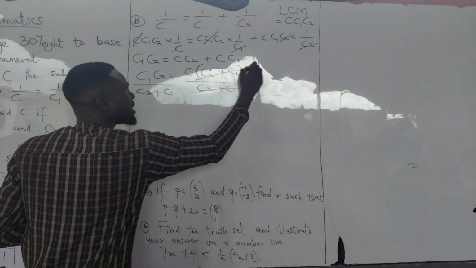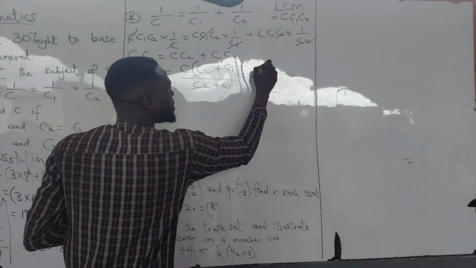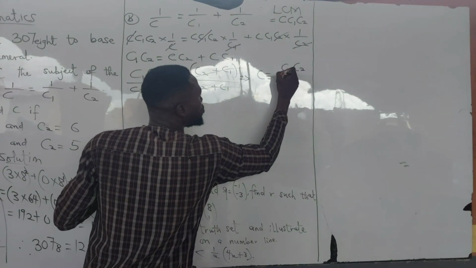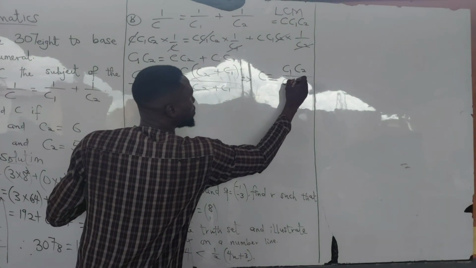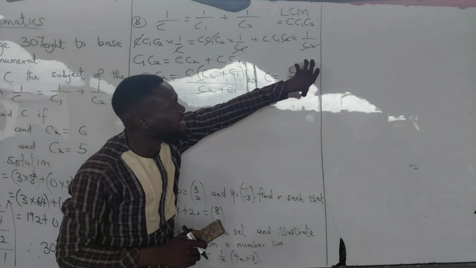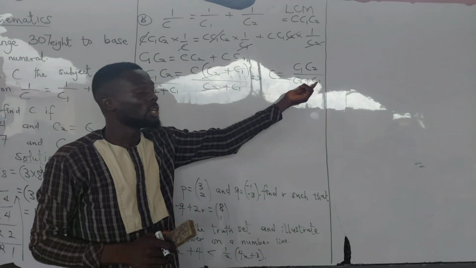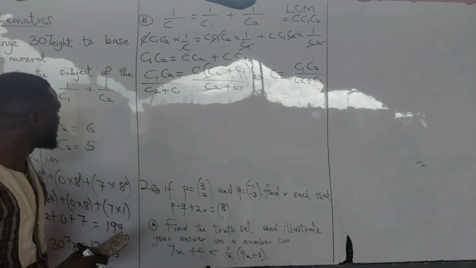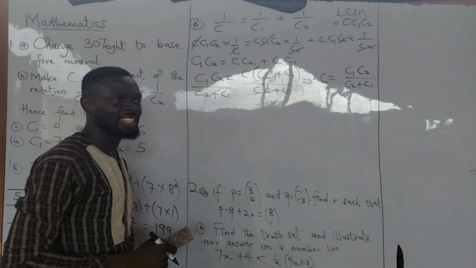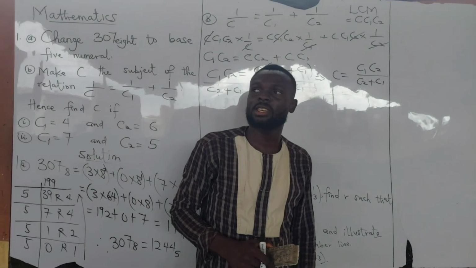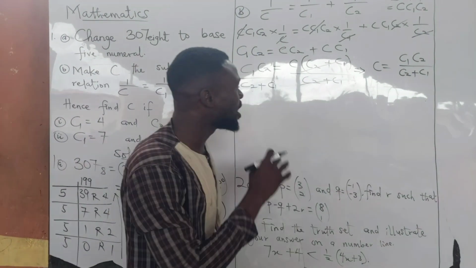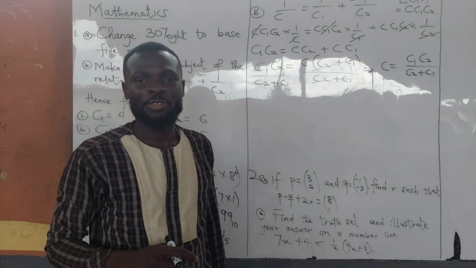So this will cancel out this. Now we are having C is equal to C1, C2 over C2 plus C1. So this is the C, making the C the subject. So now that you make C the subject, the question says, hence find C. Hence find C. Let's take a commercial break. We'll be back and we'll see how we can solve for the C.